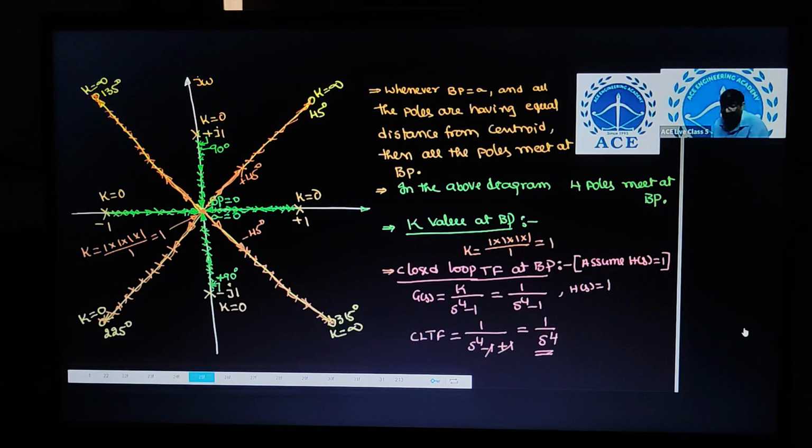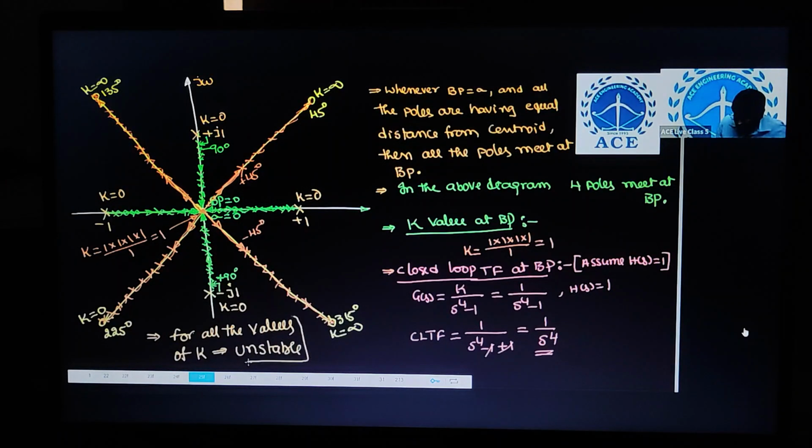Is it stable or unstable? Always one pole is in the right half, unstable. Even when poles become imaginary, the 4 poles are unstable. Again turning right, unstable. That means for all the values of K, the system is unstable. Unstable means we don't discuss any nature; natures are only for stable systems. Is it clear, all of you?